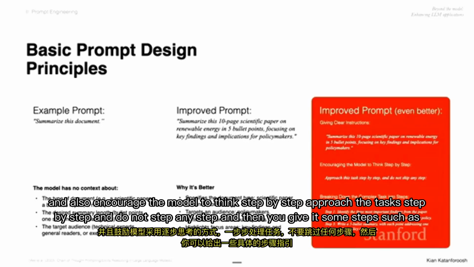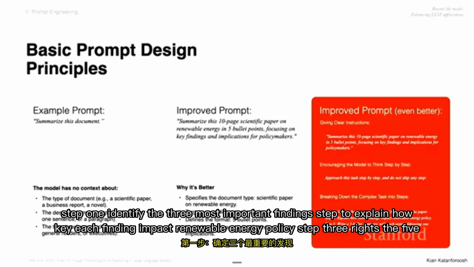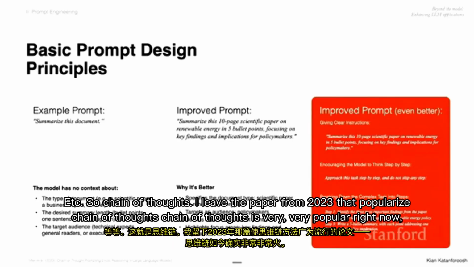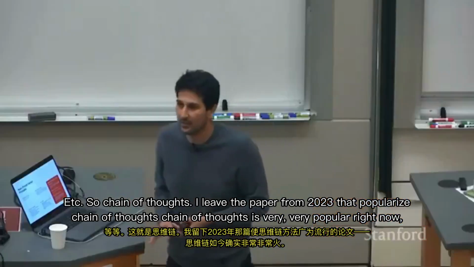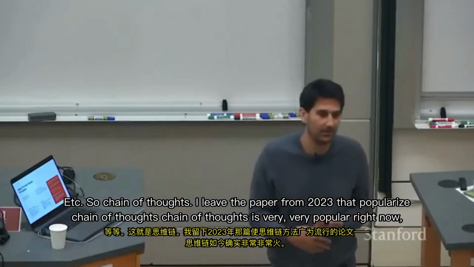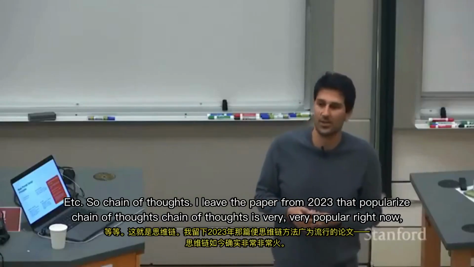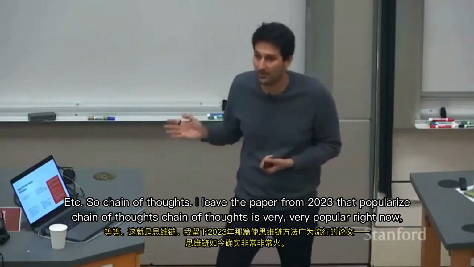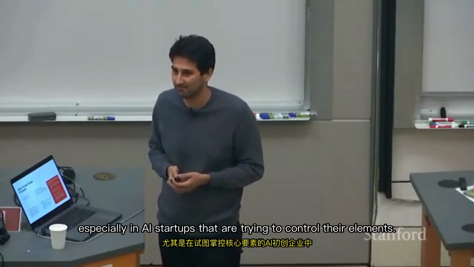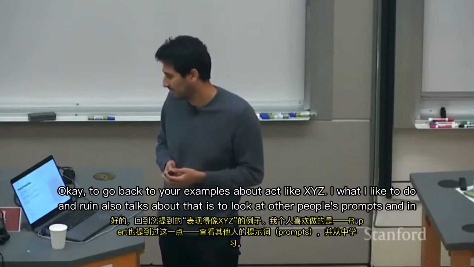And then you give it some steps, such as step 1, identify the 3 most important findings. Step 2, explain how each finding impacts renewable energy policy. Step 3, write the 5-bullet summary with each point addressing a finding, etc. I linked the paper from 2023 that popularized chain of thought. Chain of thought is very popular right now, especially in AI startups that are trying to control their LLMs.